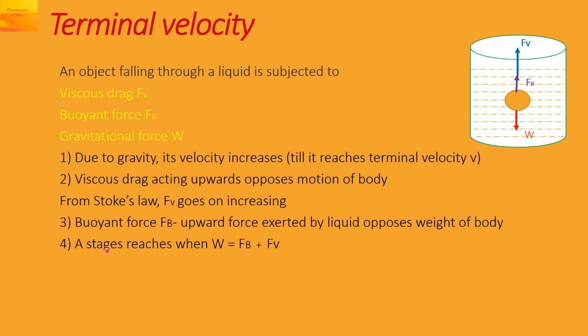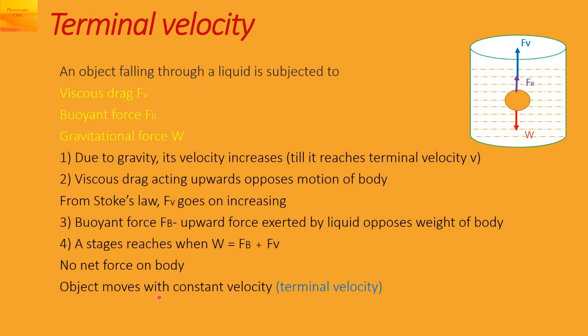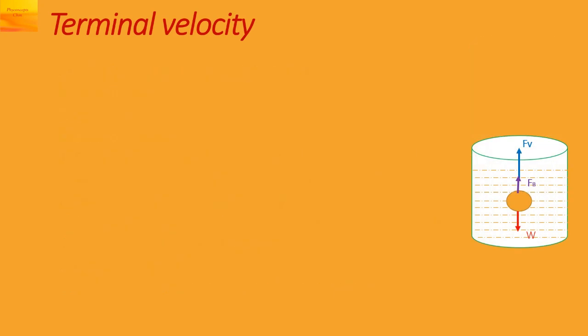Now, a stage will be reached when the force W will be equal to the sum of the buoyant force and the viscous force, so Fb plus Fv. At that time, no net force will act on the body. The object will move with a constant velocity called the terminal velocity. So, we can define terminal velocity. It is the maximum velocity attained by a body that is falling through a fluid or a gas.